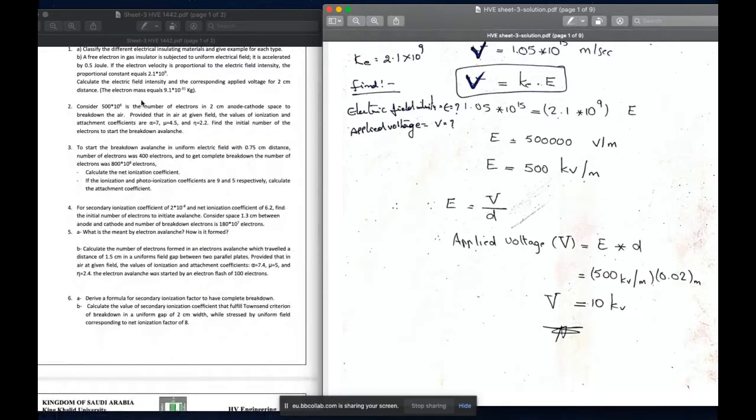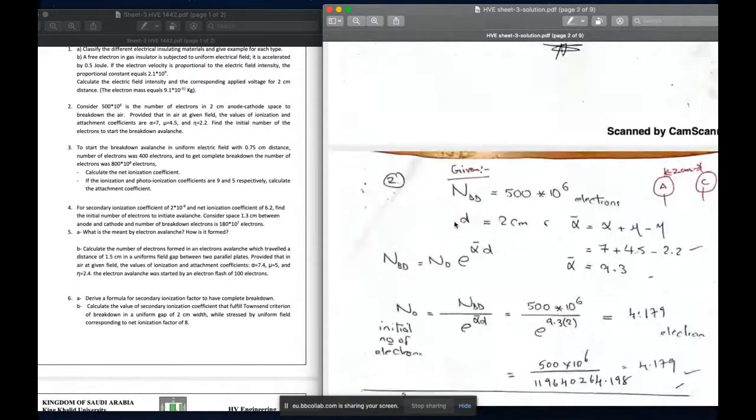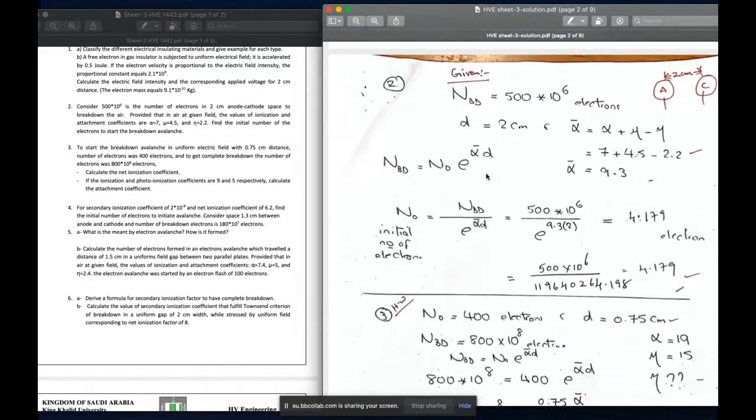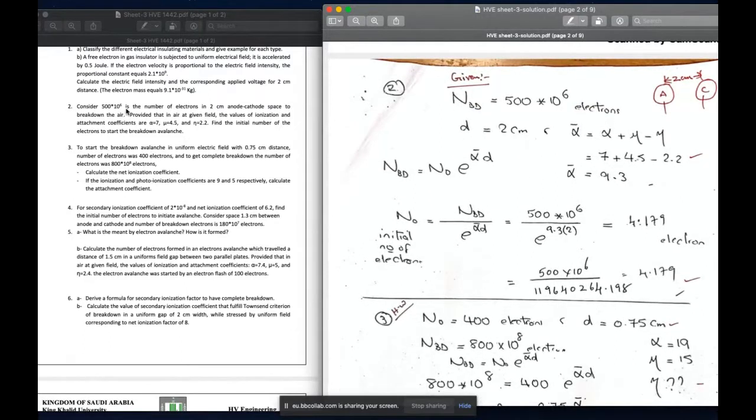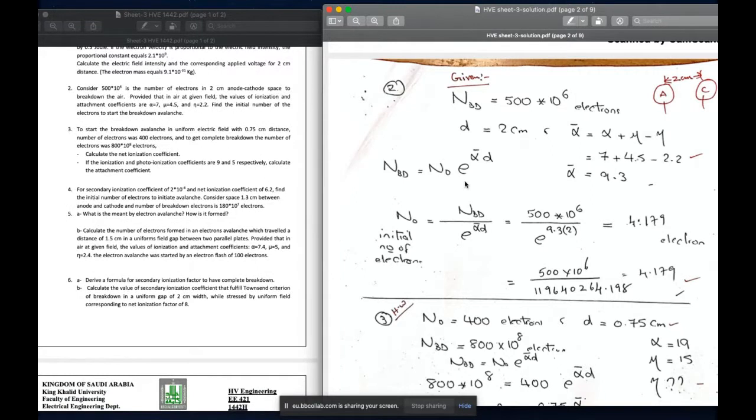Now coming to question number 2. Consider 500 into 10 power 6 as the number of electrons in the 2 centimeter anode-cathode space to break down the air. Provided that in air at a given field, the values of the ionization and attachment coefficients alpha, mu and eta are: alpha is 7, mu is 4.5 and eta is 2.2. Find the initial number of electrons to start the breakdown avalanche.